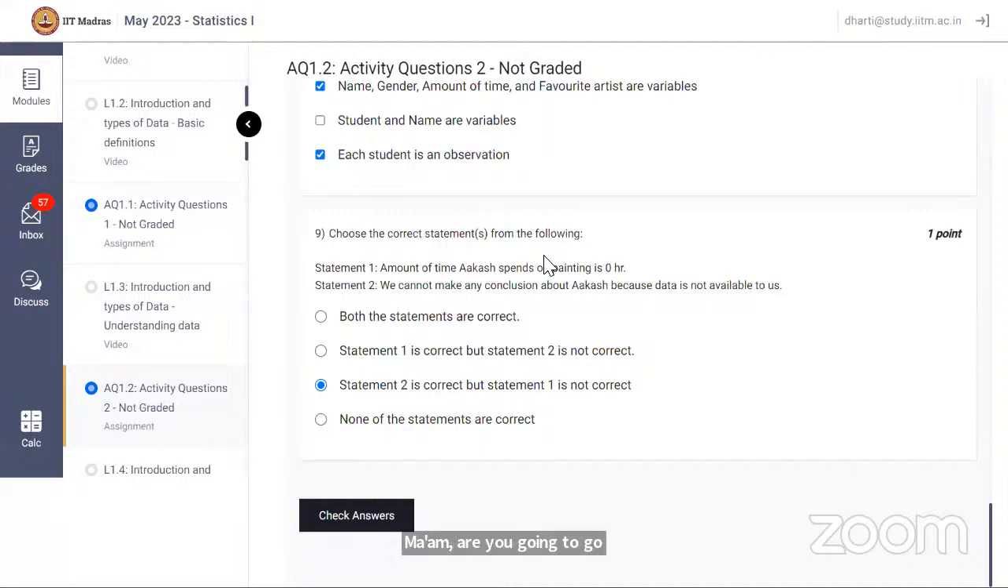Ma'am, if possible, can you tell the difference between ratio and interval data? That is always confusing. Have you watched the week 2 lectures? Yeah, ma'am, we have seen them, but have a little bit of doubt.